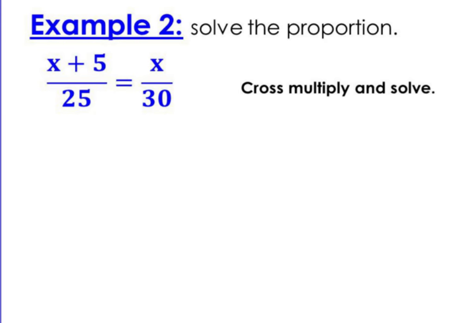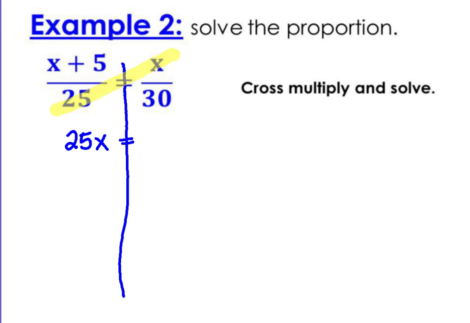Example 2. So same process as before. I'm going to cross multiply and solve. So let's separate the two sides of our equation. And I'm going to go ahead and I'm going to cross multiply. And so I'm going to multiply the 25 times x, which gives me 25x.